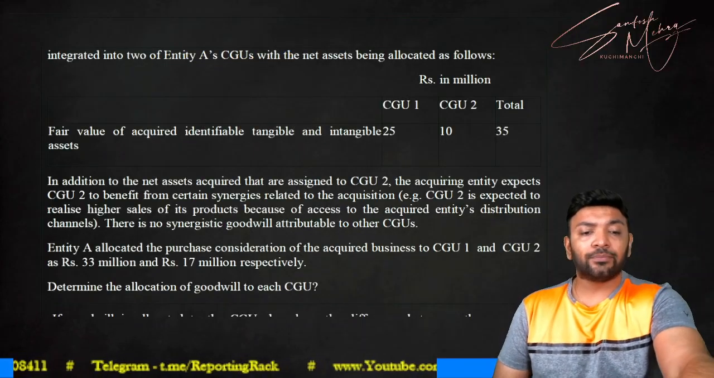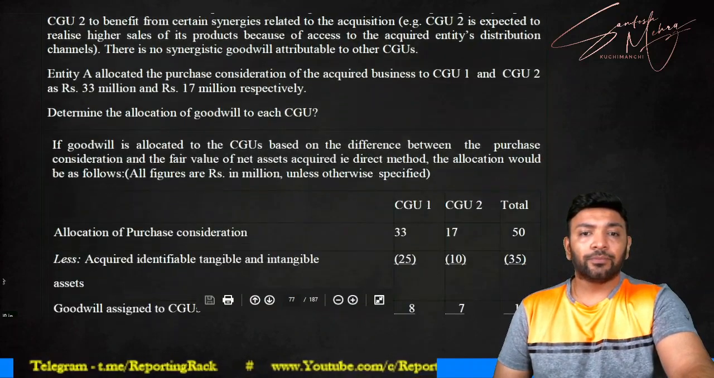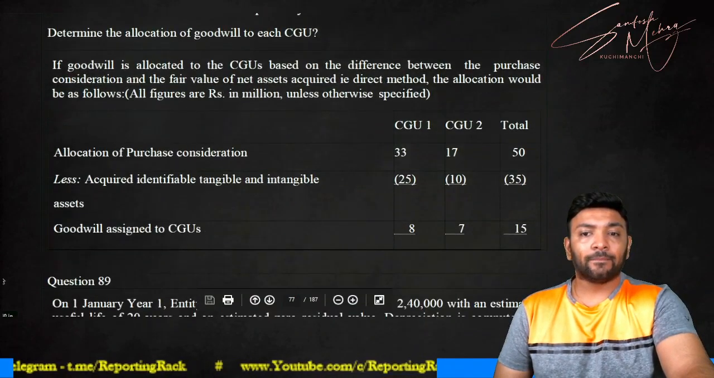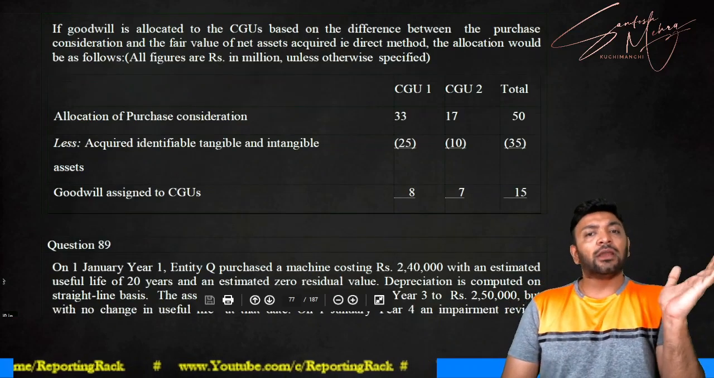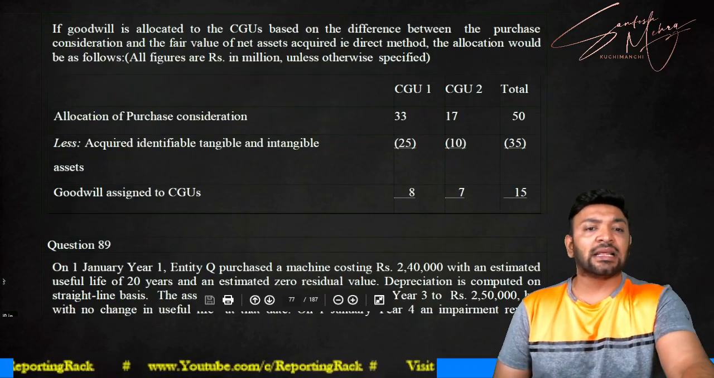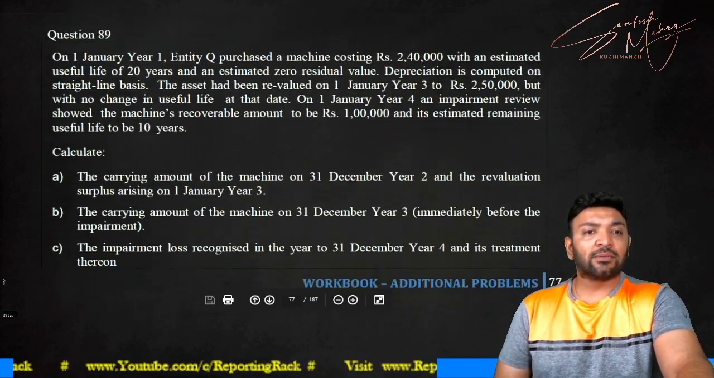Read through the answer given in the question. Absolutely right. You got the same answer. We put a total column at the beginning. We put a total column at the end. Other than that, there's no significant difference. Look at question number 89 then.